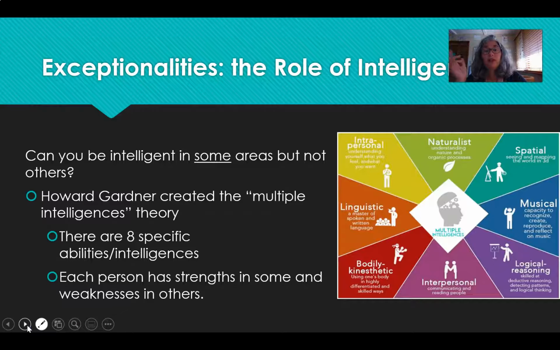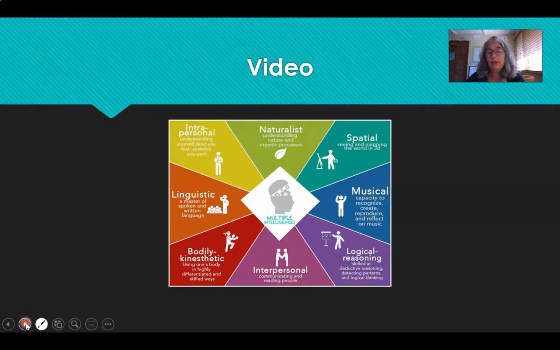Each person is considered to have strengths in some areas and weaknesses in others. So multiple intelligence doesn't mean the idea that you are strong in all of these. It's the idea that you have strengths in some, but perhaps not in others. Let's look a bit more in depth at this idea of multiple intelligences, and we'll start with a video.